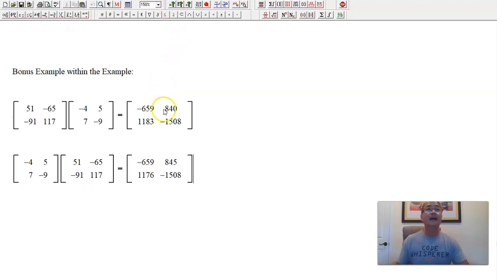Let's see. Nope, not quite. Two of the numbers stay the same, but two of them change. 840, 845, 1183, 1176. Matrices are extremely sensitive creatures. Make one little change, and suddenly the property doesn't work.